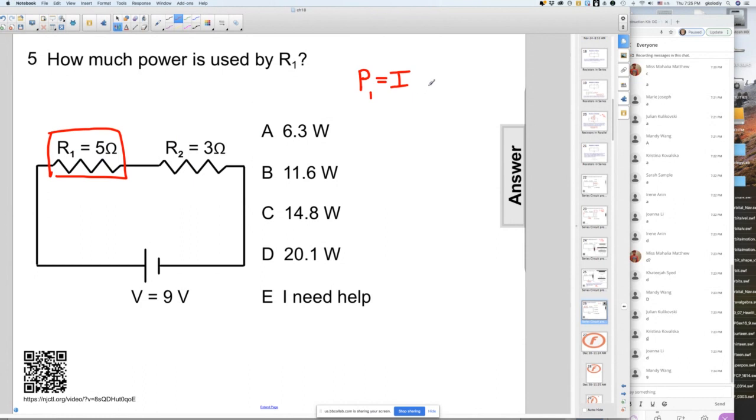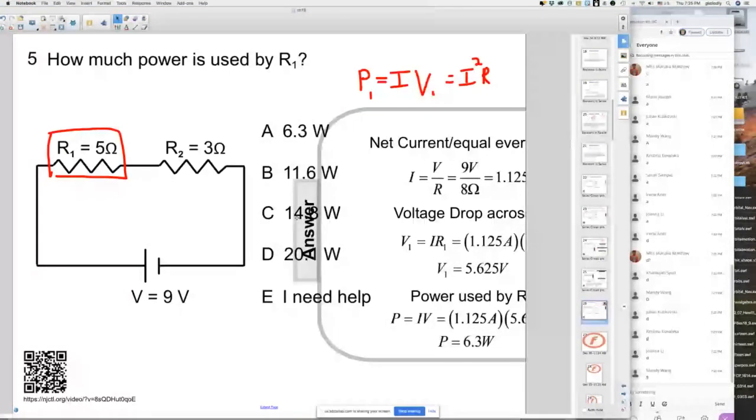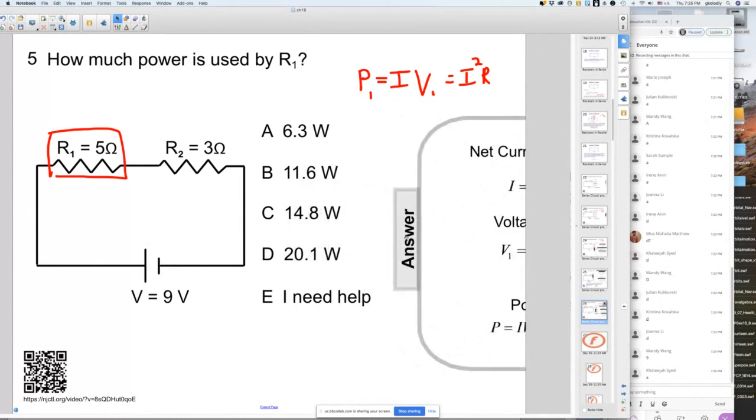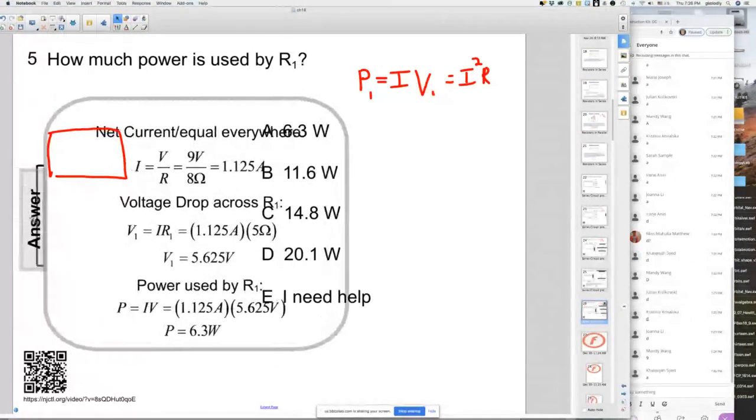Power 1 is the current, and I don't put a 1 here, you notice, because the current is the same through everything, times V1. Or you could have used I squared R, because you know R, and you know the I that you already calculated. And you get 6.3 A would be the right answer over there.